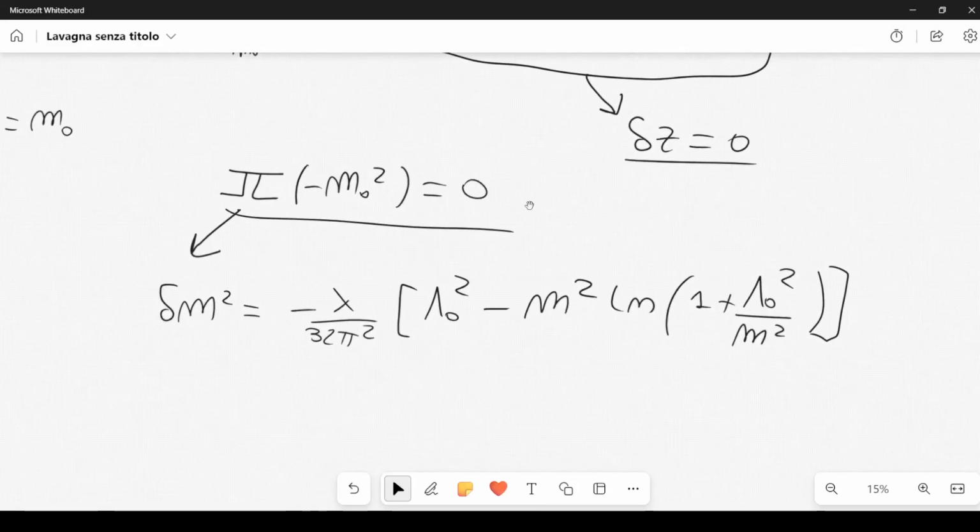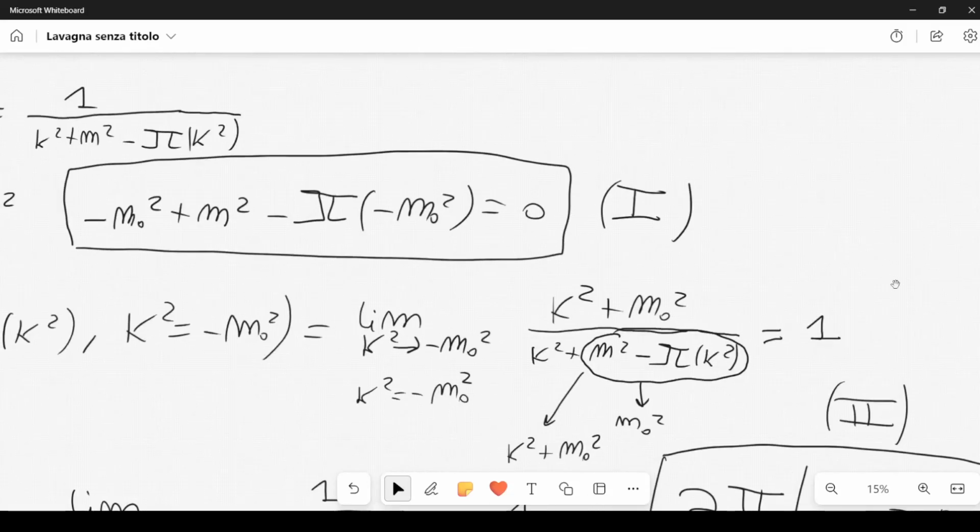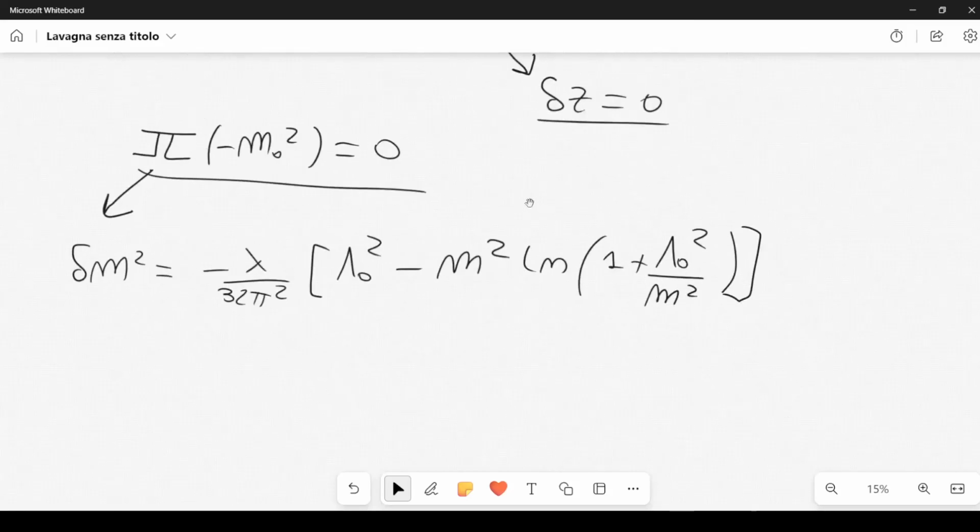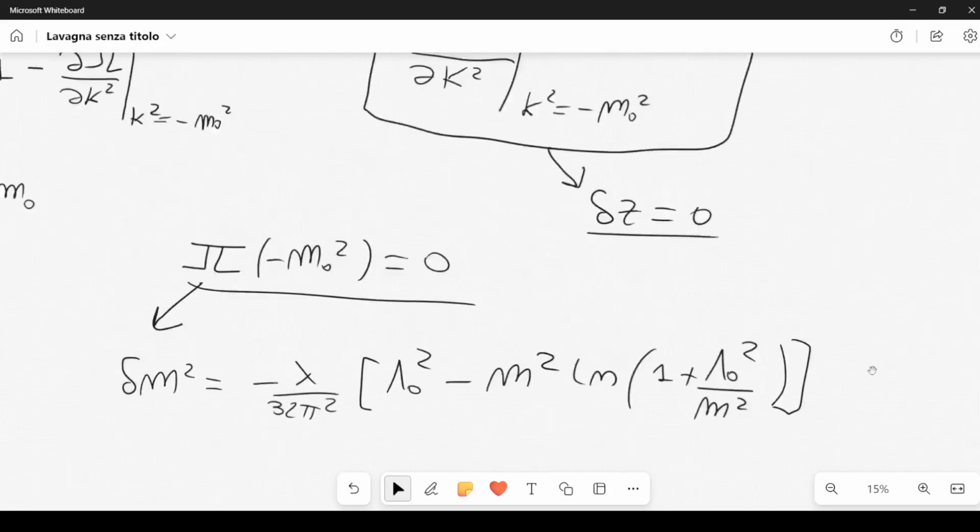So you can see that delta m squared, this correction to the mass, depends on this scale, lambda 0 squared. At this point, we realize that this delta m squared, as soon as we let lambda 0 go to infinity, we see that it contains a divergence, because this term here will give us something that goes to infinity as lambda 0 grows larger and larger.